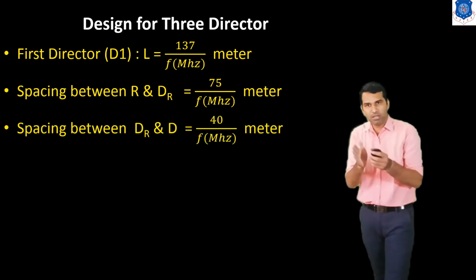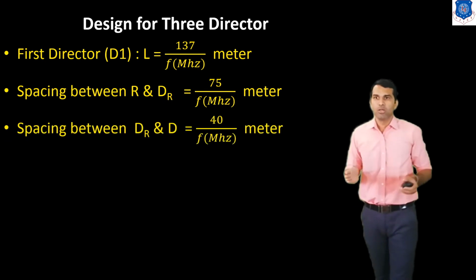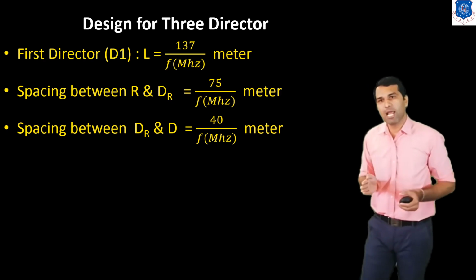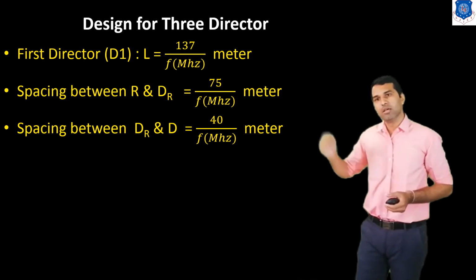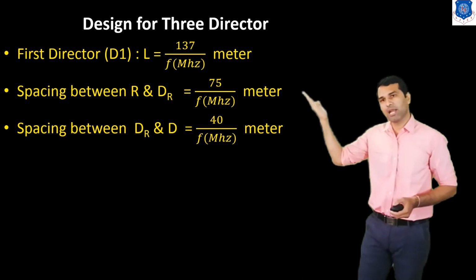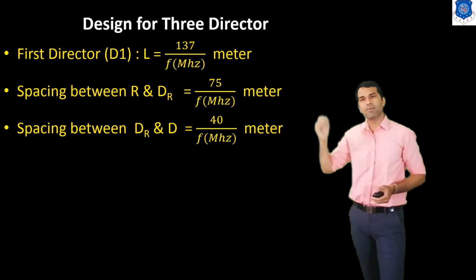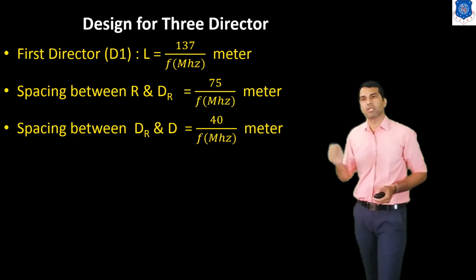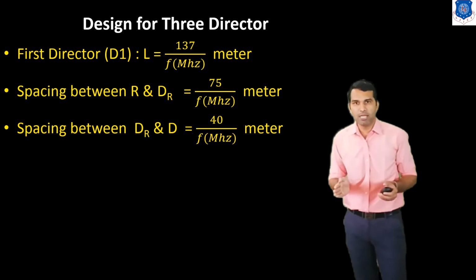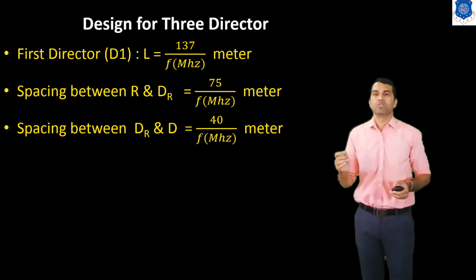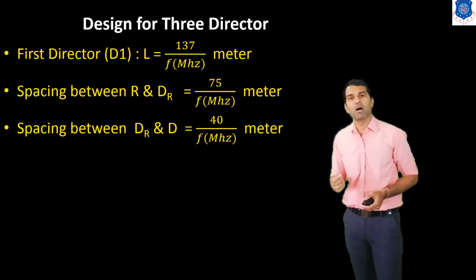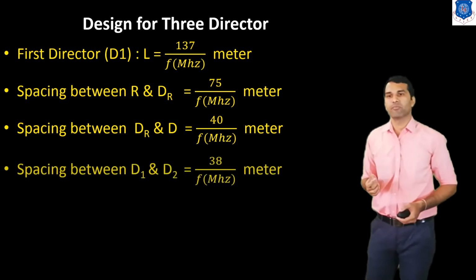Then the spacing also we have to calculate. So the spacing between the reflector and the driven element we can calculate as 75 upon frequency in megahertz. So we get the spacing between the reflector and driven element in meters. Also we have to calculate the spacing between the driven element and director. So we can find out by using this equation, 40 upon frequency in megahertz.